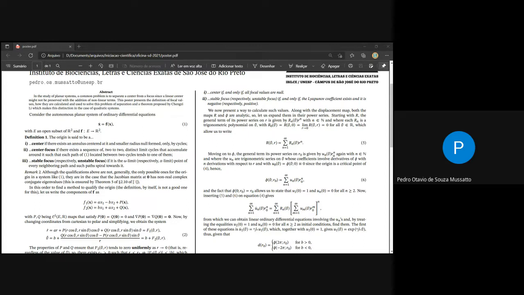I am a fourth year undergraduate at IBILCE, and my poster talks about means to solve a well-known problem when dealing with a singularity whose Jacobian has non-real, complex conjugate eigenvalues: the problem of distinguishing centers from foci, with the spotlight on quadratic systems.